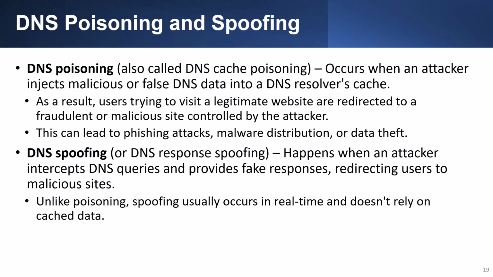DNS spoofing, or DNS response spoofing, happens when an attacker intercepts DNS queries and provides fake responses, redirecting users to malicious sites. Unlike poisoning, spoofing usually occurs in real time and doesn't rely on cache data.